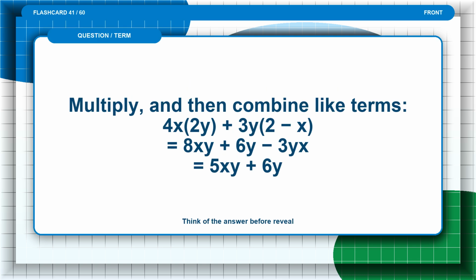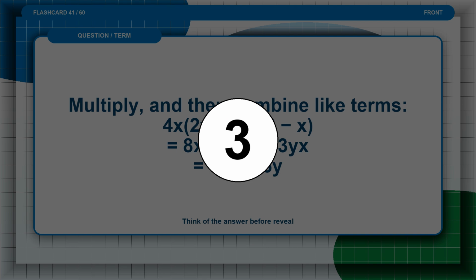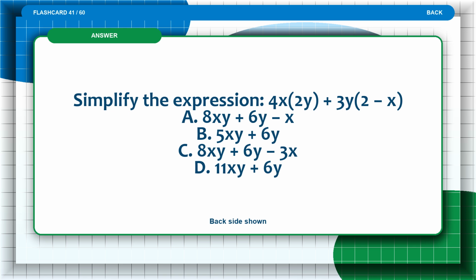Flashcard 41. Multiply, and then combine like terms: 2(x²y) + 3y² - x = 8xy + 6y - 3x = 5xy + 6y. Think of the answer before the reveal. The answer is: simplify the expression. A. 8xy + 6y - x, B. 5xy + 6y, C. 8xy + 6y - 3x, D. 11xy + 6y.